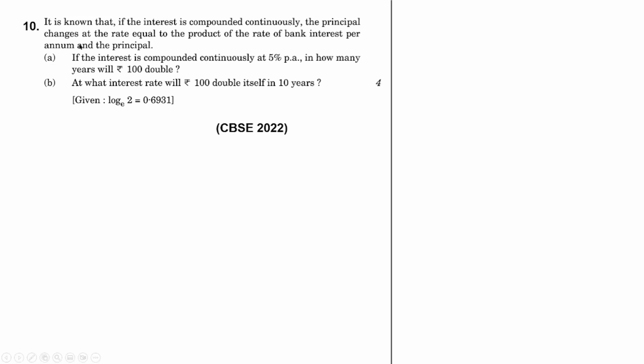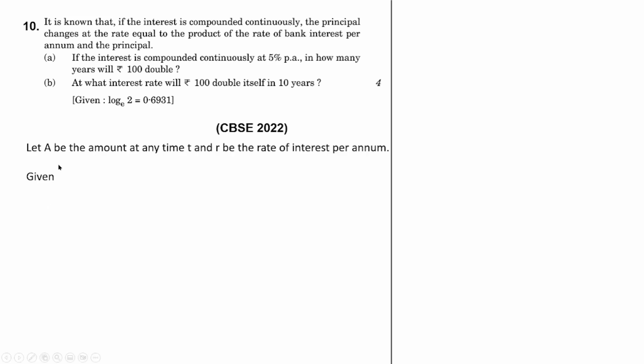Moving on, next question. It is known that if the interest is compounded continuously, the principal changes at the rate equal to the product of rate of bank interest per annum and the principal. So using this, we have to find the answer for these two. If the interest is compounded continuously at 5% per annum, in how many years will rupees 100 double? And then at what rate of interest will rupees 100 double itself in 10 years? So we have to find the answer for these two. So this is compound interest.